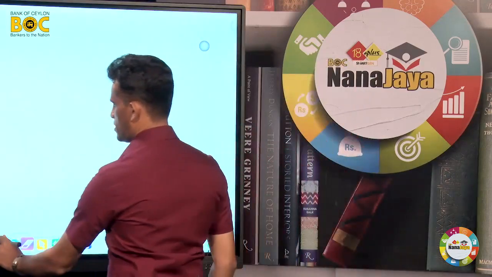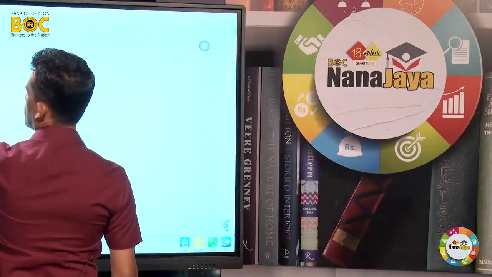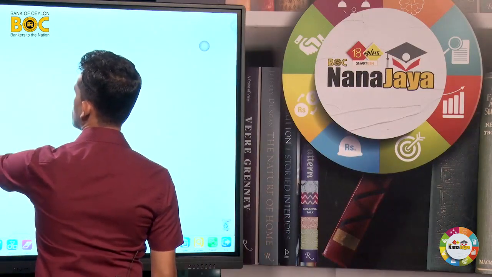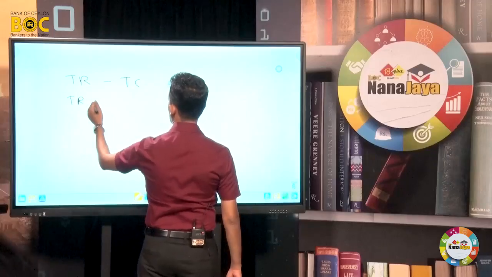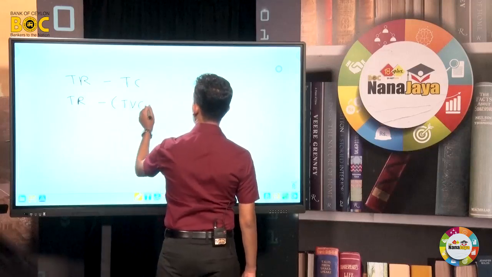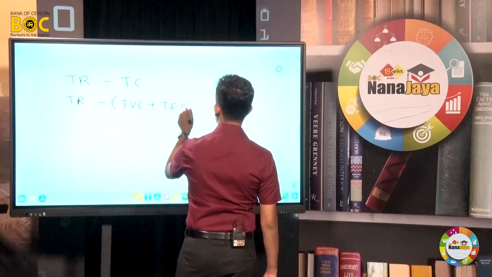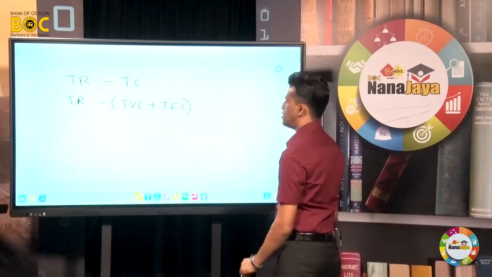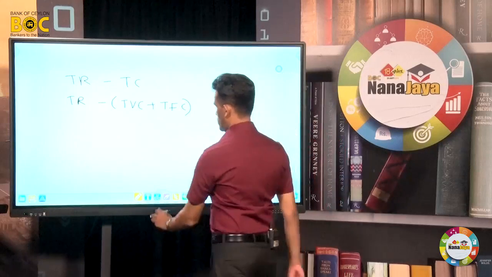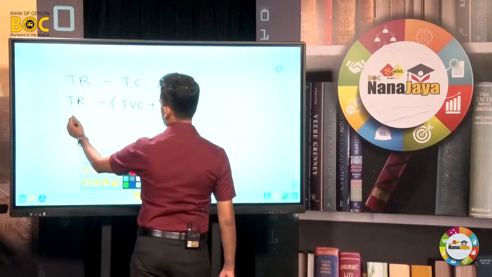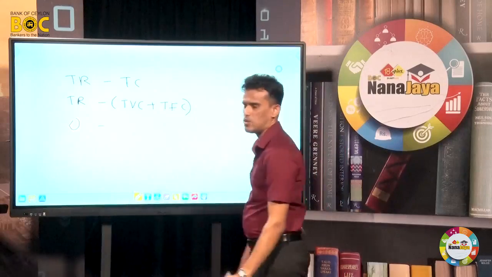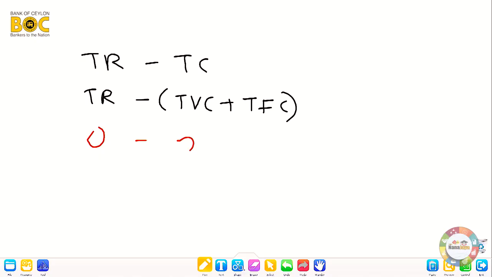We know that the profit is calculated by using the formula TR minus TC. We know that TC is the sum of TVC and TFC. If output is 0, the total revenue is 0, and the total variable cost is also 0. But the fixed cost won't be 0. If the fixed cost of the firm is 20,000, for example, the firm will face a loss equivalent to the fixed cost of the firm.